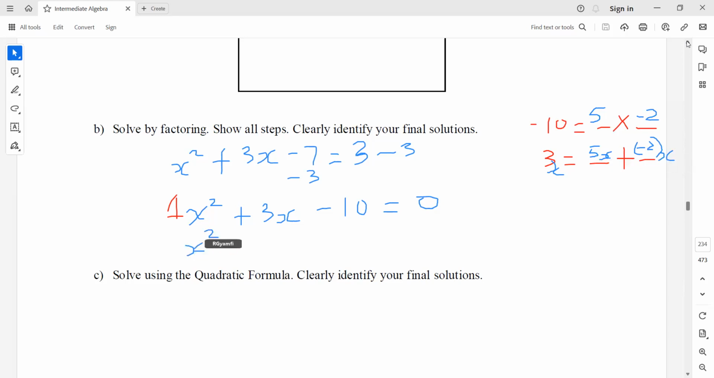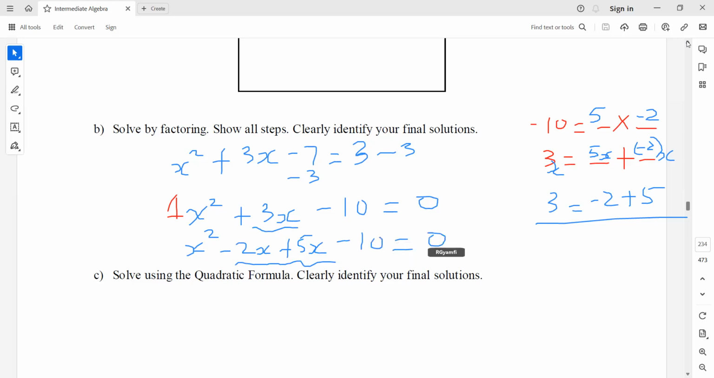Again, you could switch it. You could do negative 2 plus 5, it's the same thing. It doesn't matter. If I do negative 2x plus 5x, what matters is that these two should give you 3x minus 10 equals 0. Now I'm going to have these two and then those two. What is common between x squared minus 2x is x, so x minus 2, plus 5. What is common again is 5. So x minus 2.